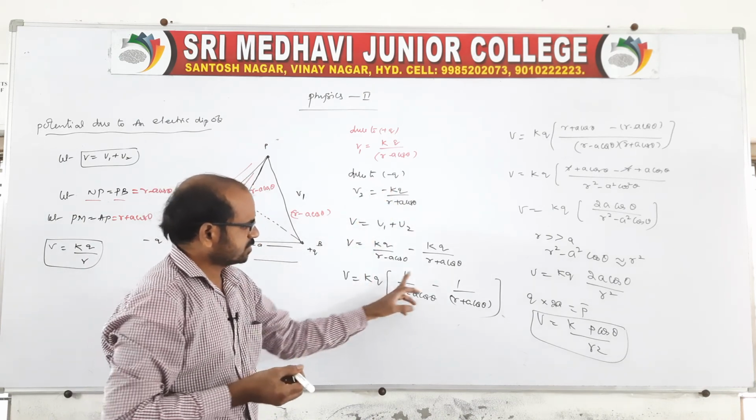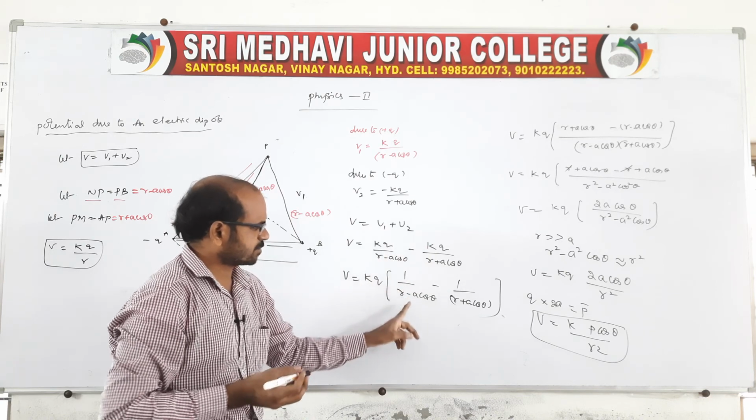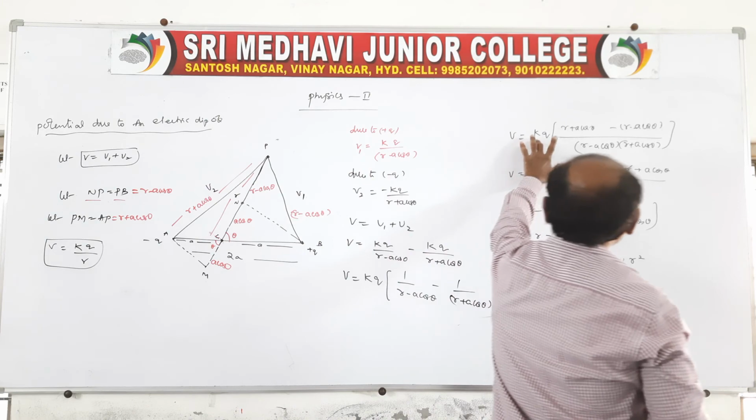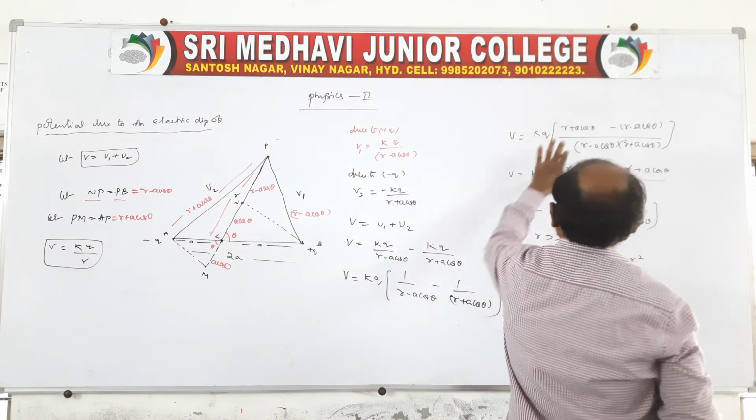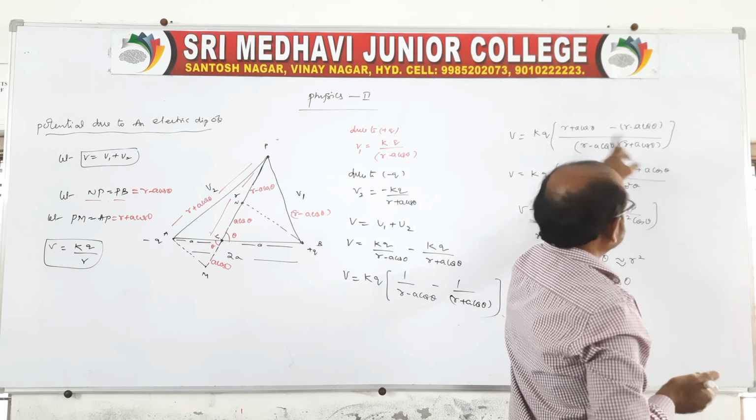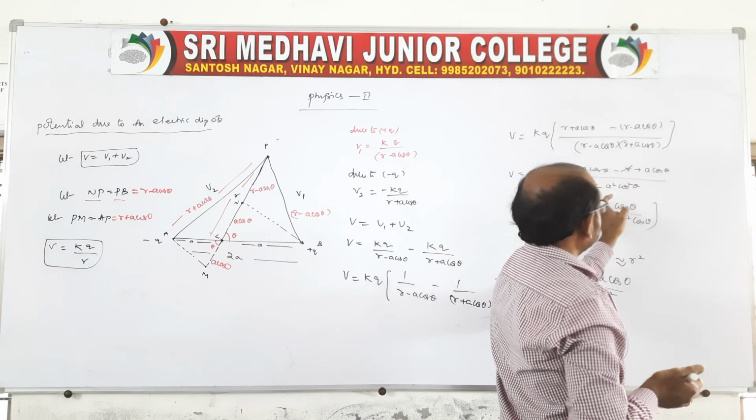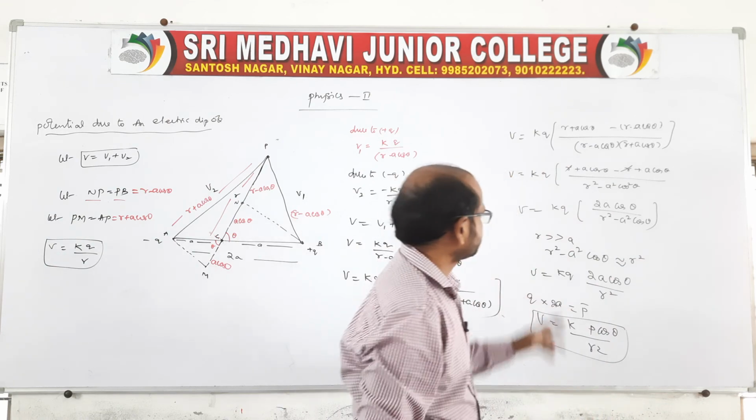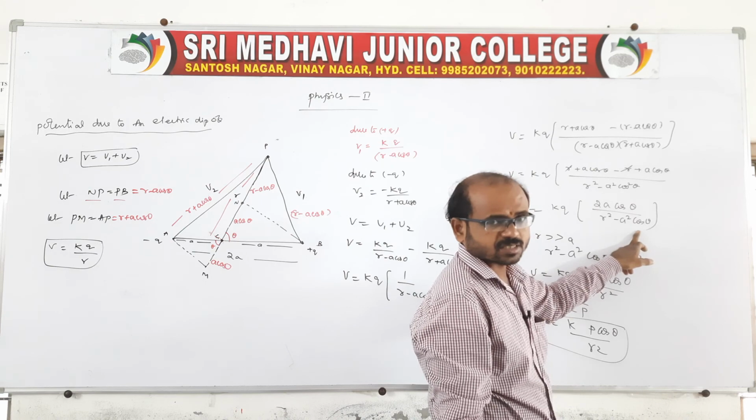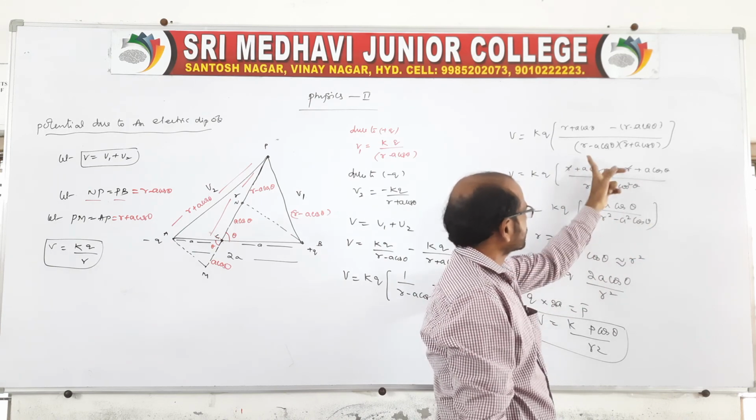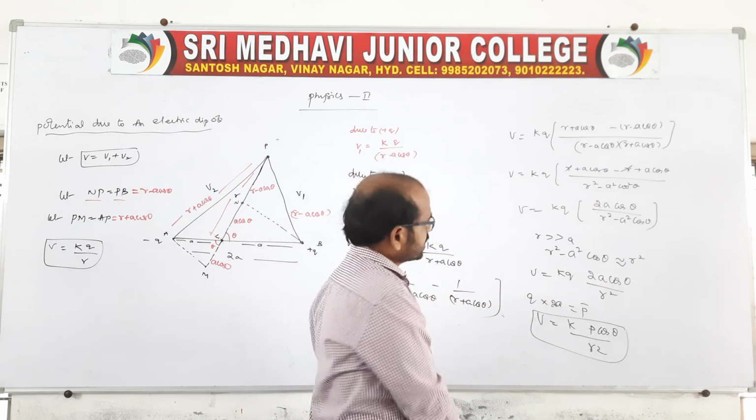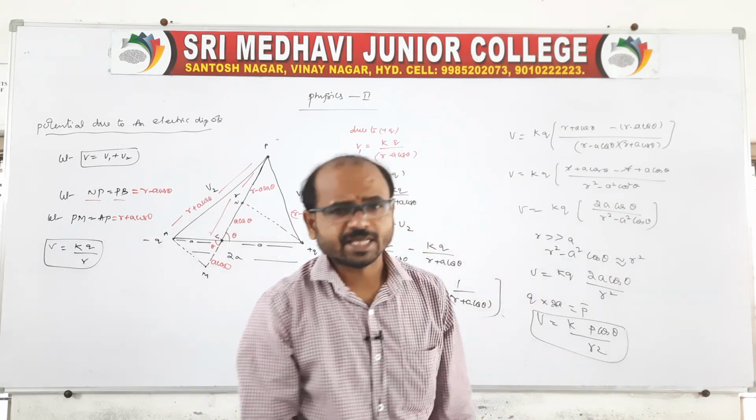Therefore V is equal to, you take kq common, 1 by r minus a cos theta minus 1 by r plus a cos theta. Then V is equal to kq into, taking the LCM, r plus a cos theta minus of r minus a cos theta, divided by r square minus a square cos square theta. Then V is equal to kq into 2a cos theta by r square minus a square cos square theta, because a minus b into a plus b becomes a square minus b square. Here in general, r is very much greater than a.